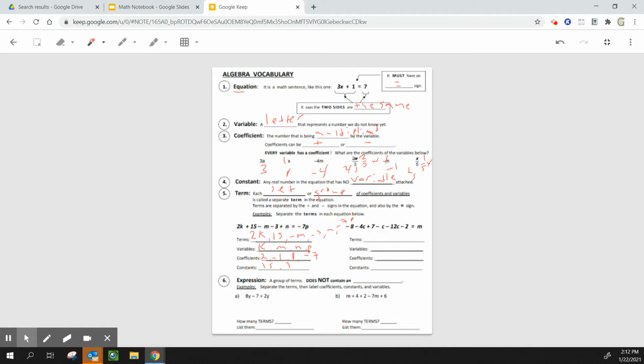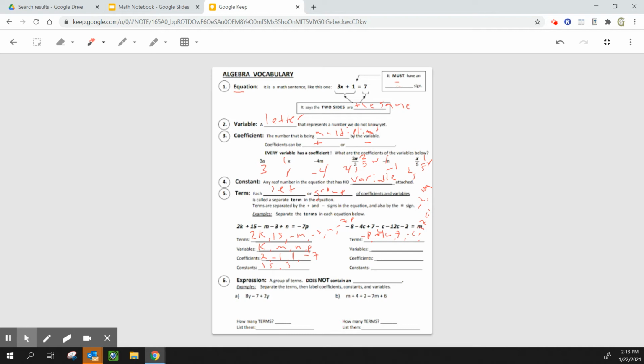Okay, welcome back. Let's see how we did. So first term here that I have is that negative 8. Then I have the minus 4c. Then I have 7 minus c minus 12c and minus 2. And then m is over there at the end. Sorry, I kind of ran out of space there.